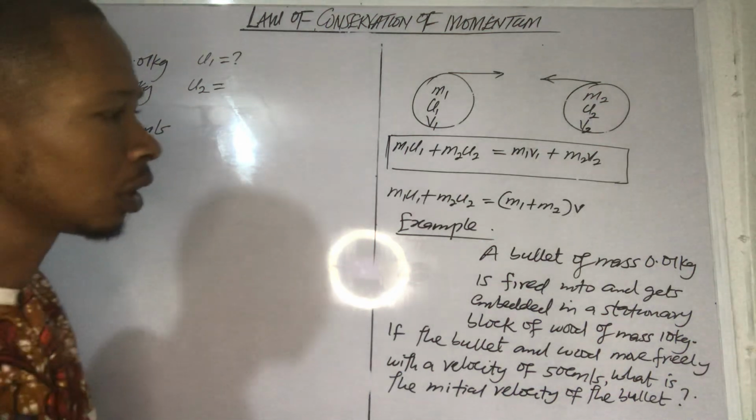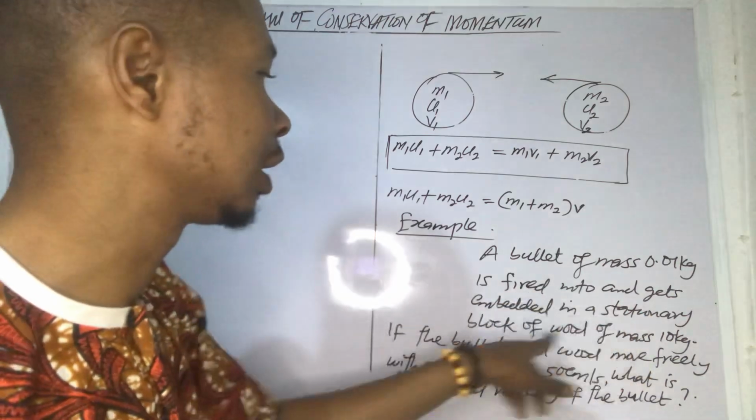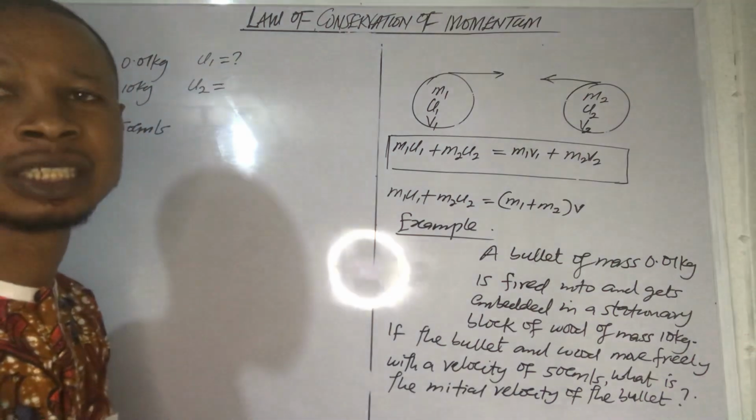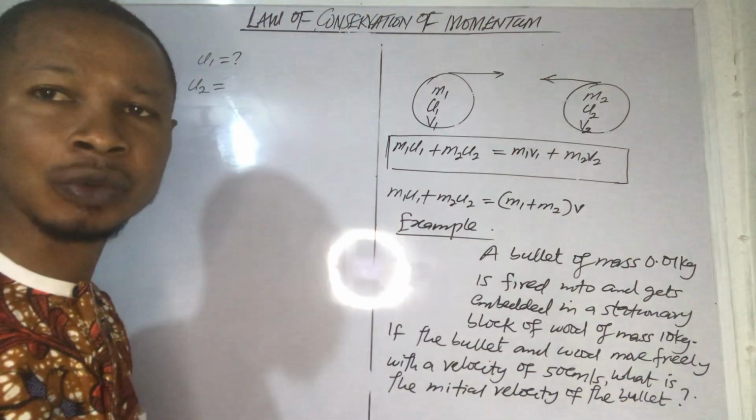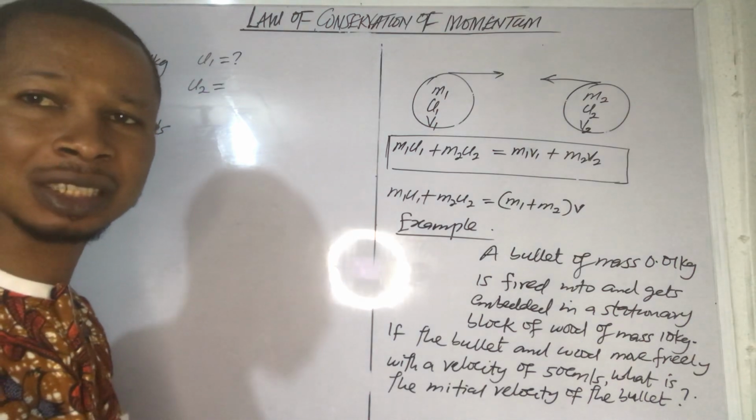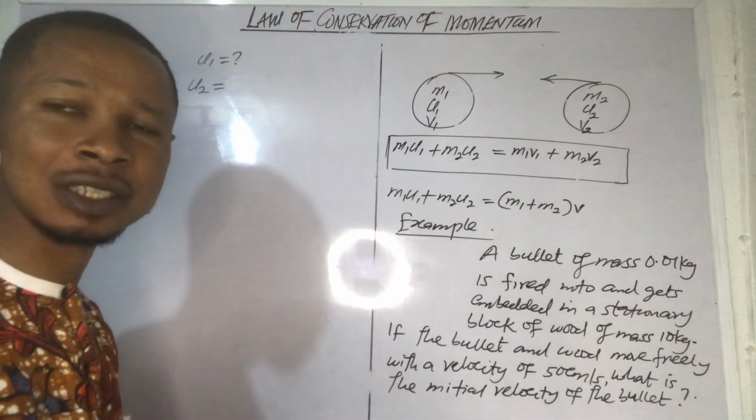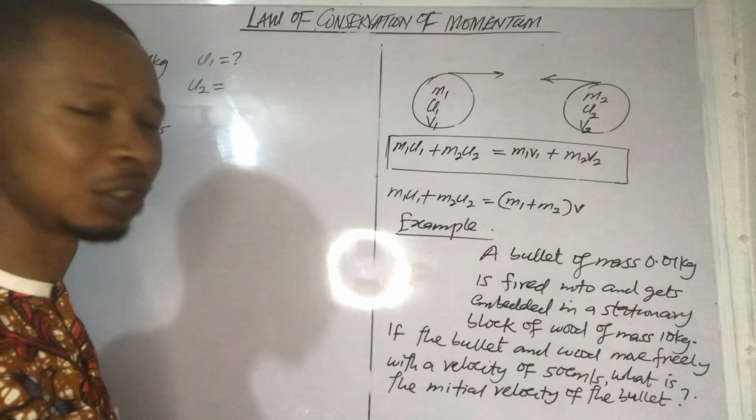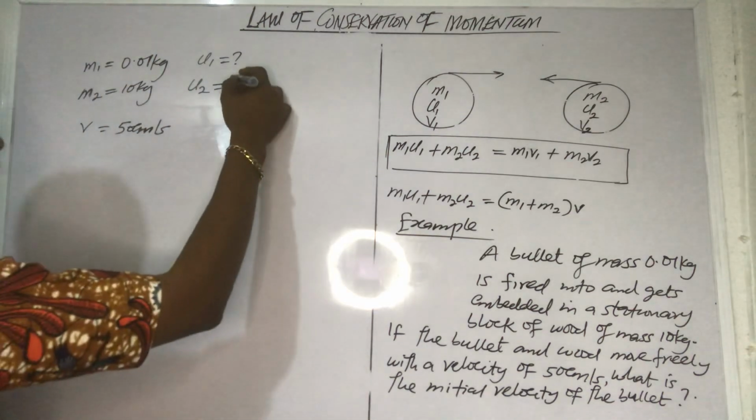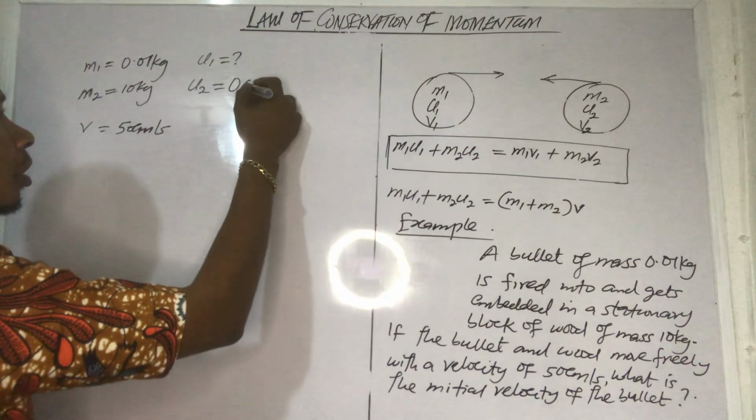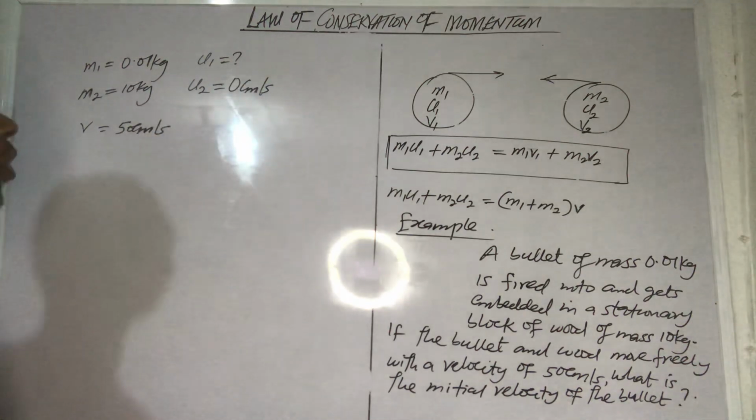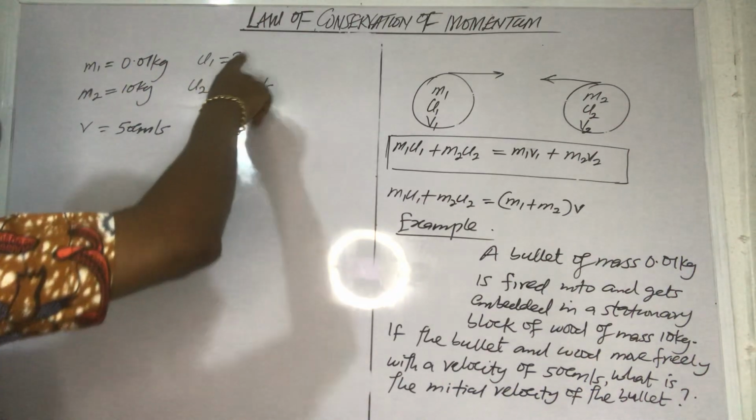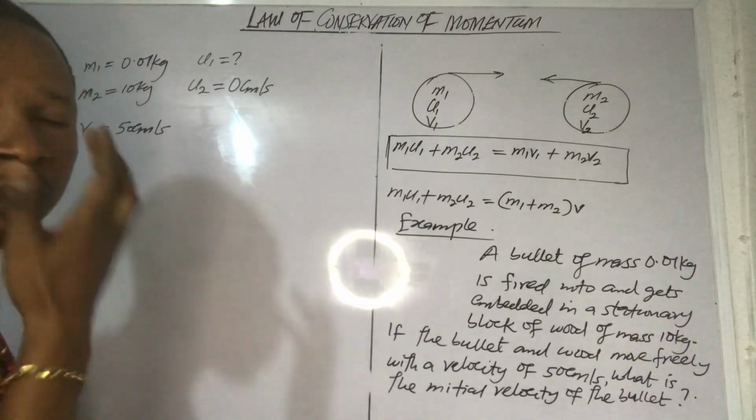Because the bullet is fired into and gets embedded in the stationary block, since the block is stationary, it shows that its initial velocity is 0. If you recall from equations of motion, when a body is at rest, its initial velocity is taken as 0 meter per second. So the block's initial velocity is 0 centimeter per second. This velocity is given to us in centimeter per second, so I don't need to convert it, because what I'm looking for is the initial velocity. It will only be in centimeter per second.